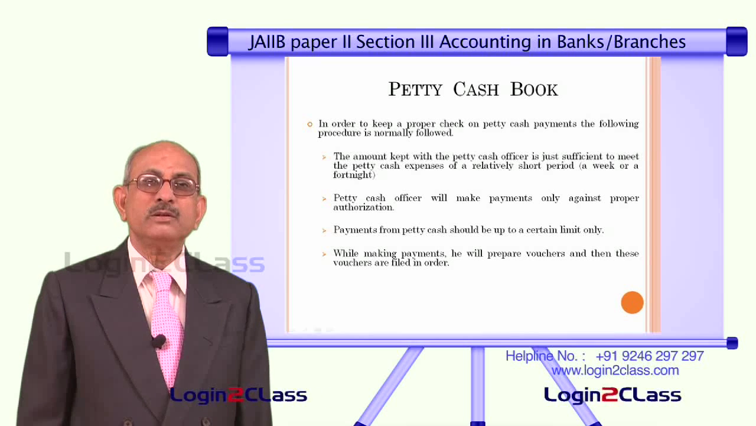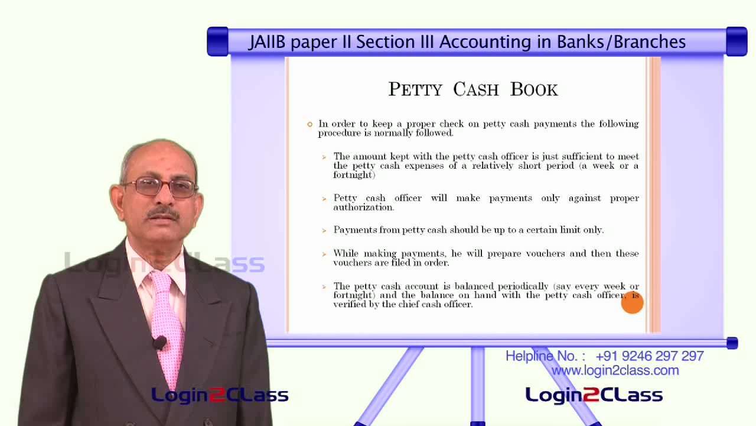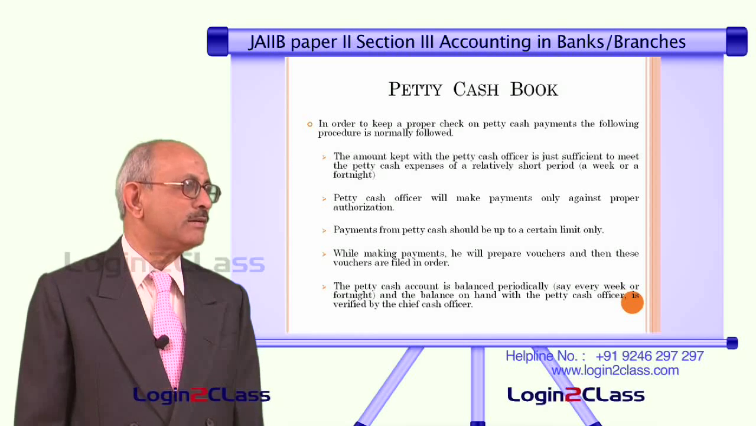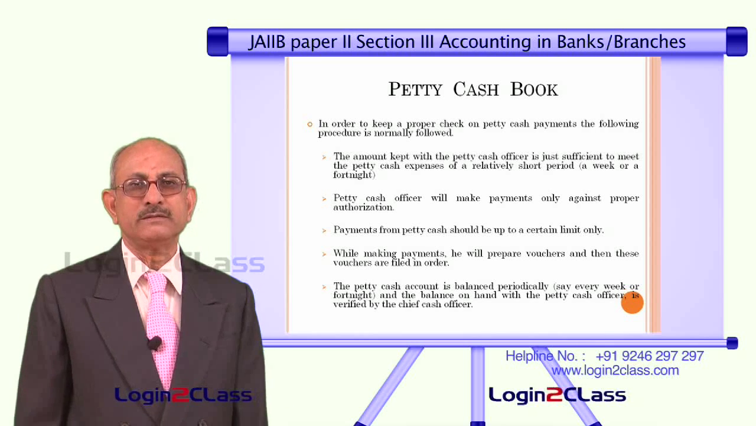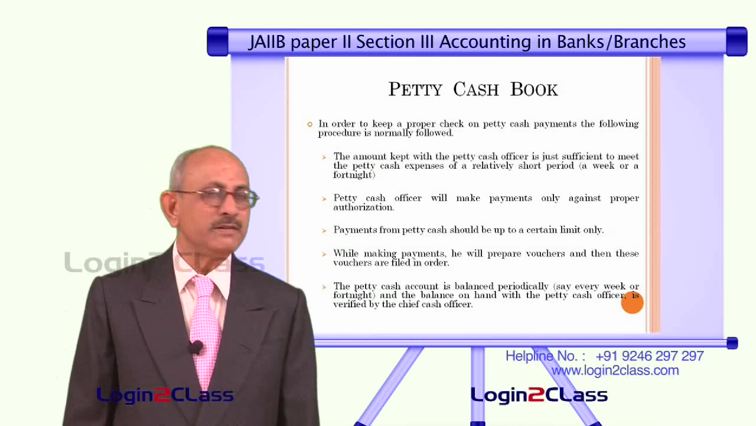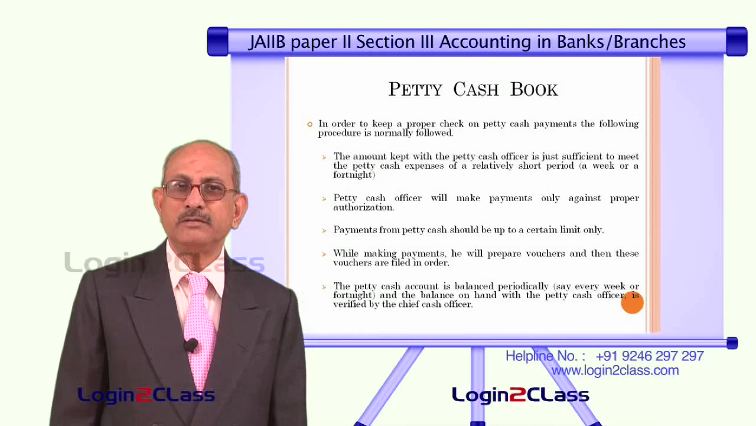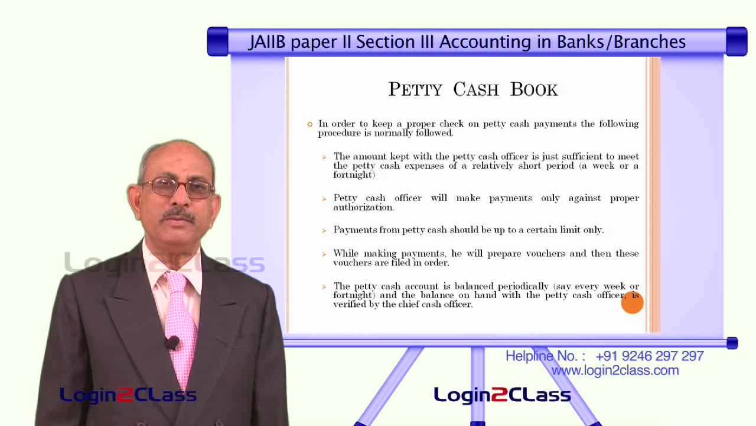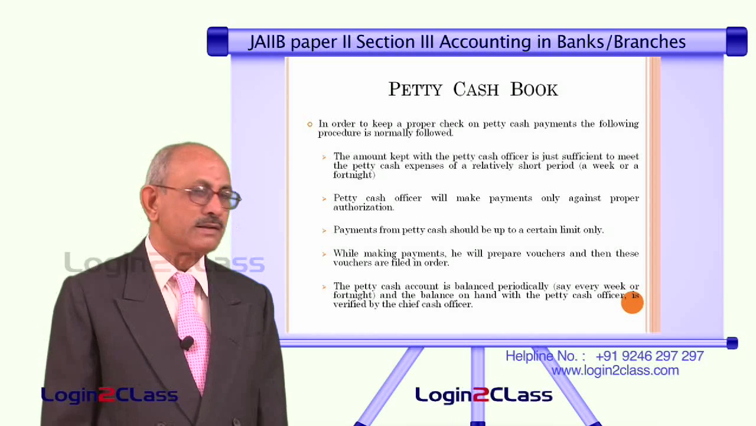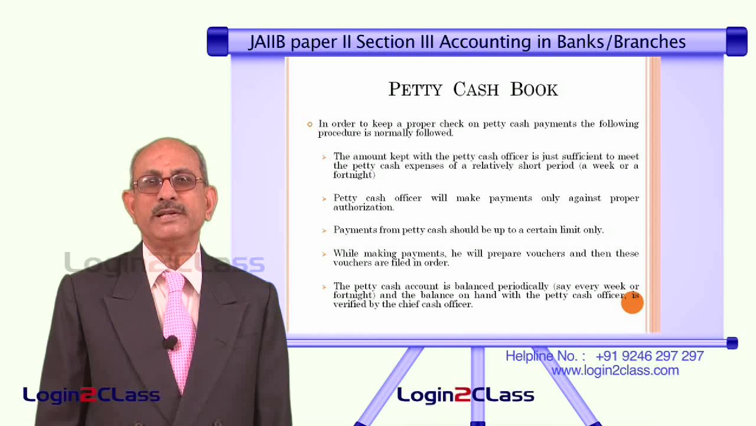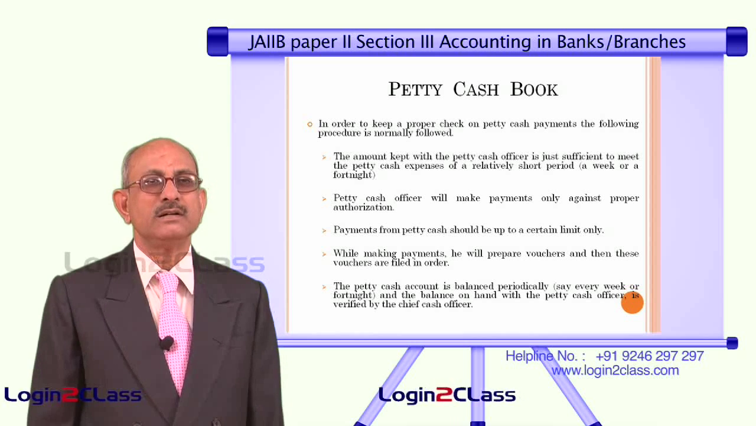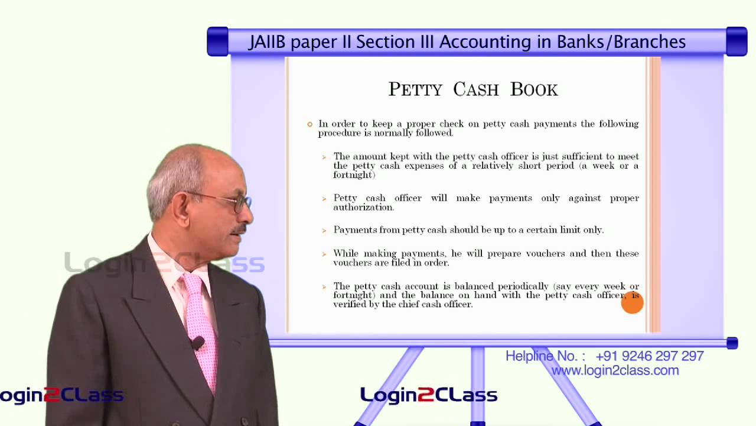And for payments also, there should be a limit. That means payments beyond a particular amount should not be made through the petty cash. For example, we can fix a limit of, let us say, 100 rupees or maybe even 200 rupees. That means any payment which is in excess of 200 should not be made through the petty cash. So it is to keep a check on the amount of payments being made.